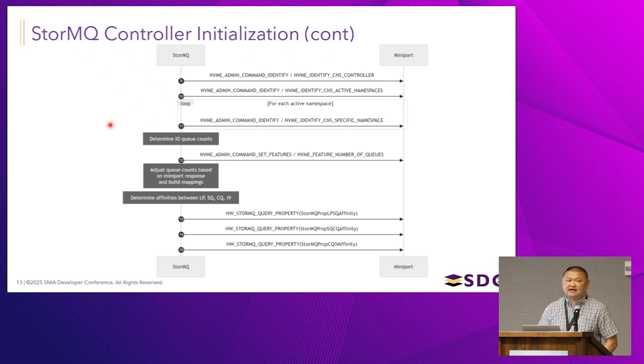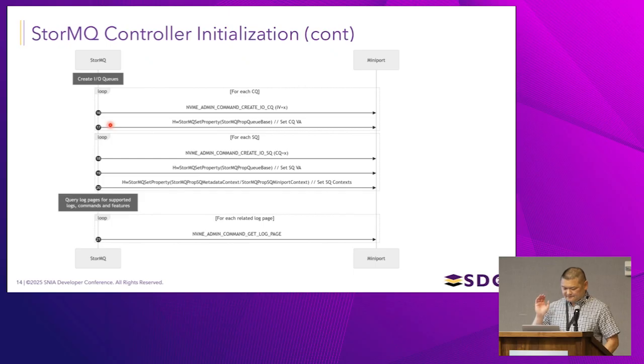Prior to creating these, it will first query the miniport to see, do you have specific affinities that you want to be used? And that is done through various query property calls. Once all that information is gathered, the STORE-MQ code will then go and start creating IO queues.